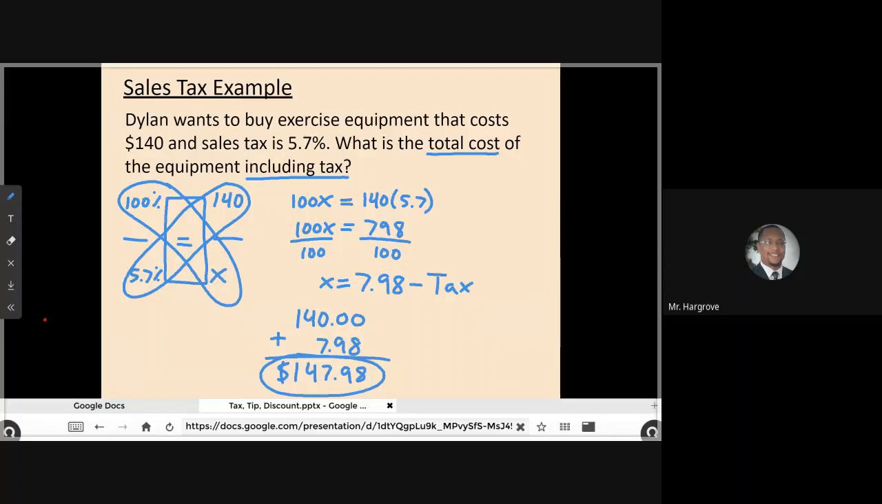Always go back to read the question. What is the total cost of the equipment, including tax? It's $147.98. Always answer the question.